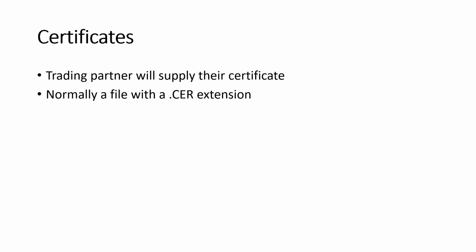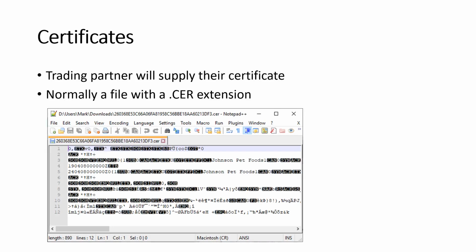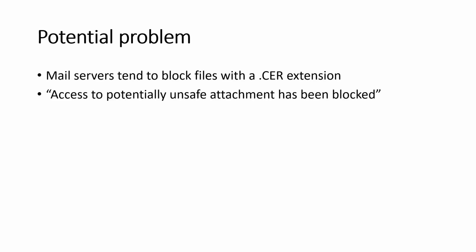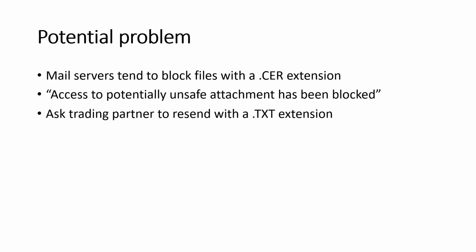Let's deal with certificates first. Your trading partner will send you a copy of their certificate. This is typically a file with an extension of .cer that looks something like this. Most often, this certificate will be sent to you as an email attachment, but sometimes this can present a challenge. Digital certificates tend to be treated with suspicion by many email servers, and they'll quite often block them. So if you see a message like "access to a potentially unsafe attachment has been blocked" in your email software, then you'll need to ask your trading partner to send it again, but with a different extension. .txt would be a good choice.